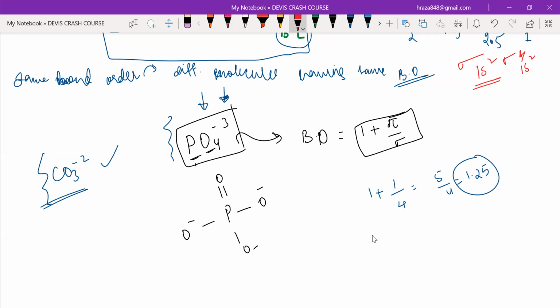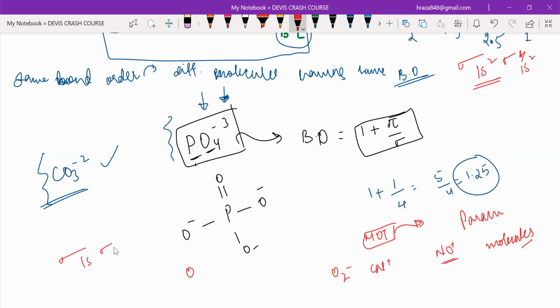Okay, but for MOT, you have heard of this MOT, that is molecular orbital theory. With the help of this, if the question will be asked for paramagnetic and diamagnetic of molecules like O2 minus, CN plus, and NO plus, you have to do the electronic configuration according to MOT, like sigma 1s and sigma star 1s, sigma 2s, sigma star 2s. And you have to see whether the electrons are fully filled, or paired or unpaired. Then you will decide.